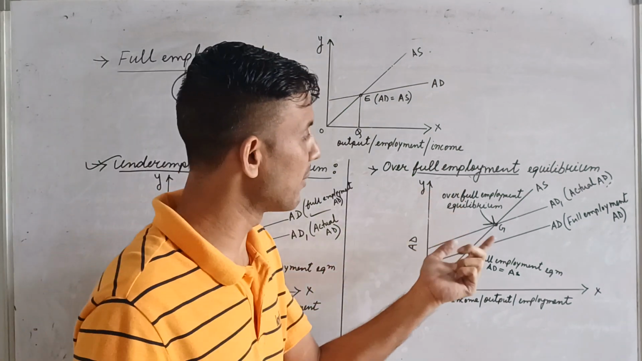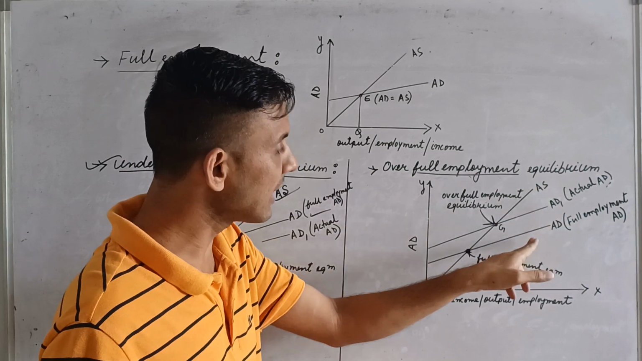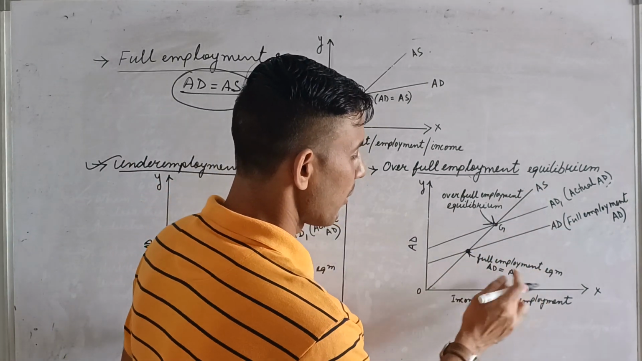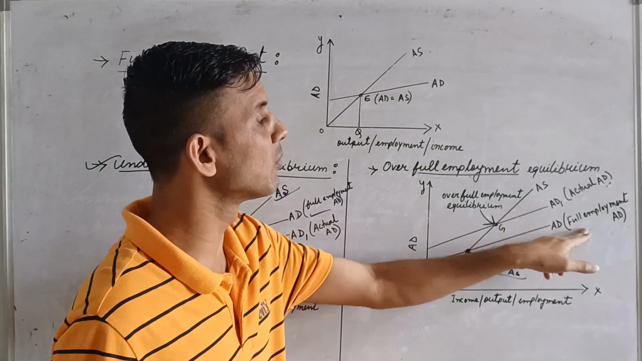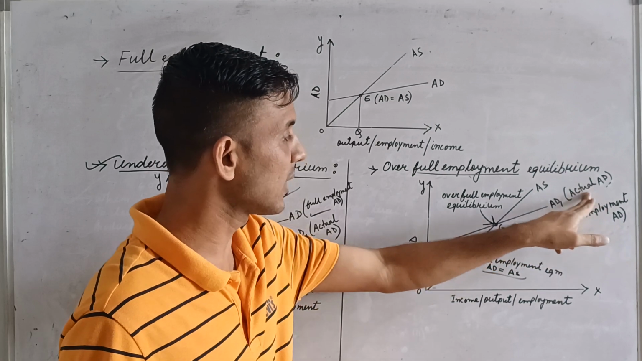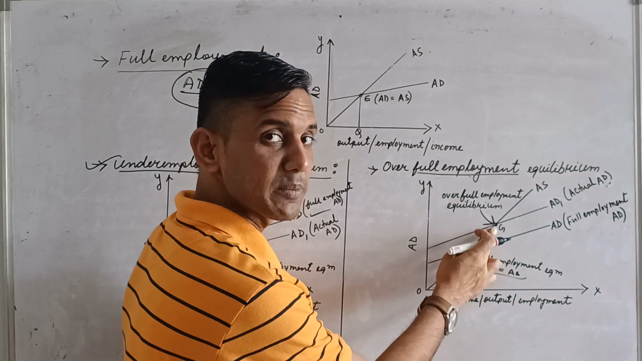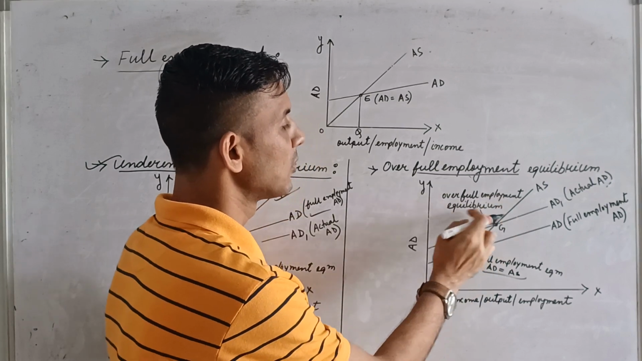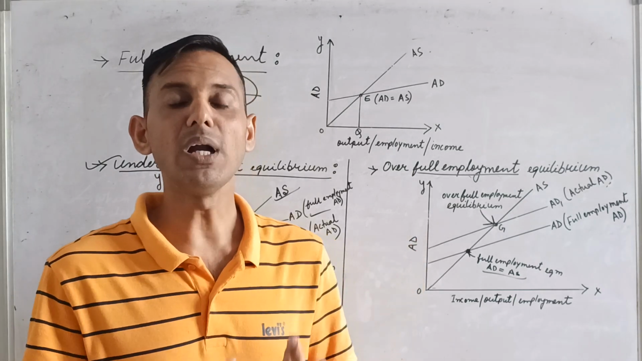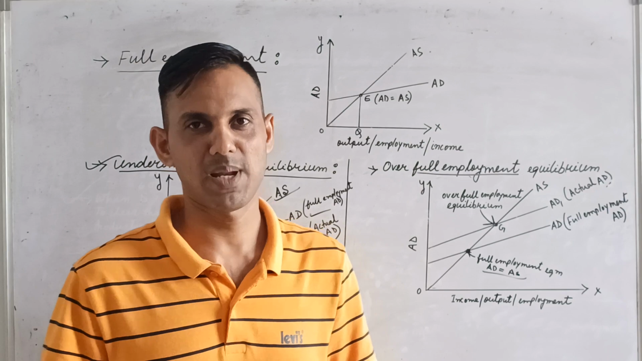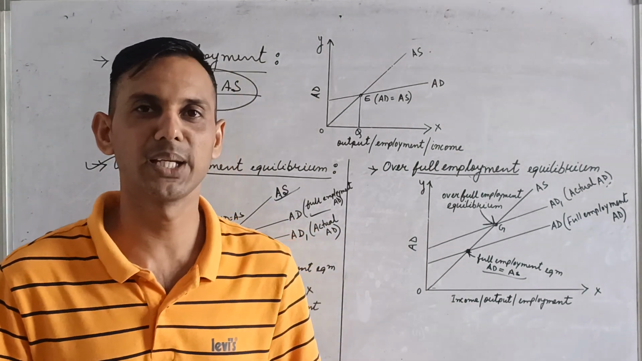Here, over full employment, this is the full employment AD and this is AS. So in this diagram, actually this is the full employment equilibrium where AD is equal to AS. But we have seen that AD is above the full employment AD. So actual AD is more than full employment AD. So that's why they have intersected at point Z. So this is called the over full employment. It means because of excess demand, more aggregate demand than aggregate supply. So this is all about the full employment, underemployment and over full employment equilibrium.